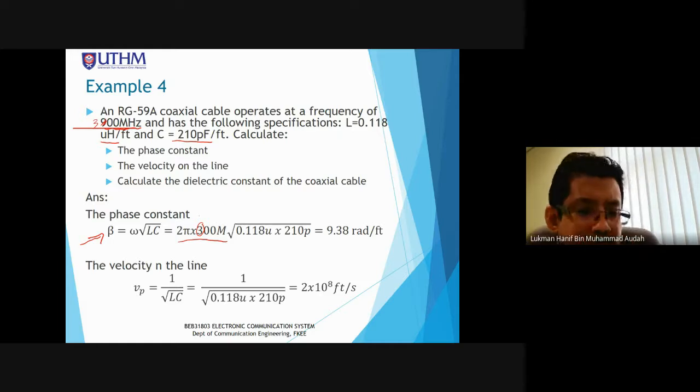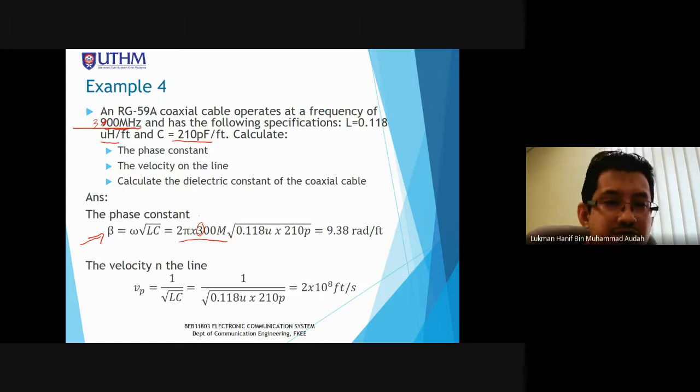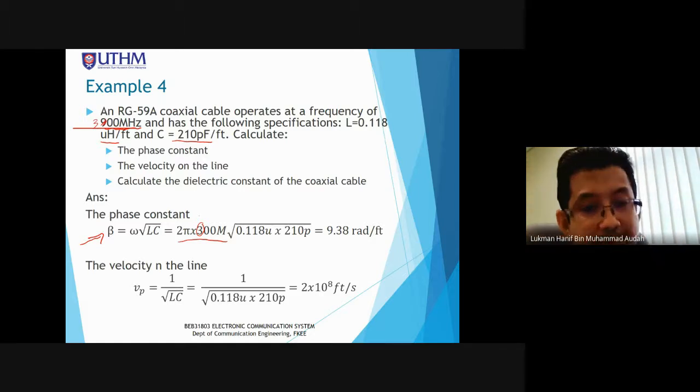Cuba kira boleh dapat tak nilai ni? So saya nak cuba kira sekejap. 0.118 micro multiplied with 210 pico and then square root answer. Okay, and then multiplied with 300 mega multiplied with 2 pi. So saya dapat 9.38. Okay, 9.38. Okay, so soalan ni sila betulkan sepatutnya 300 mega.